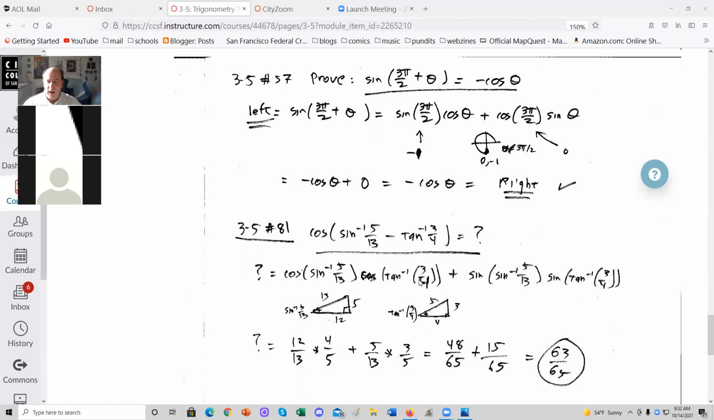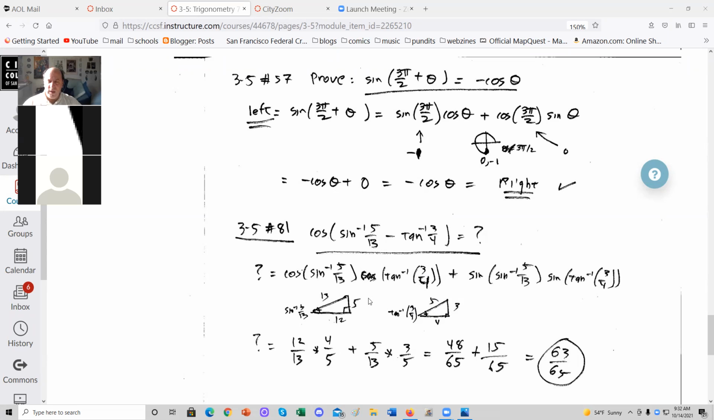Cosine of arctan 3/4. Well, here's an angle arctan 3/4, that is, opposite over adjacent. 3 and 4, and by Pythagoras, you can calculate the third side is 5. Cosine is adjacent over hypotenuse, therefore 4/5 here.